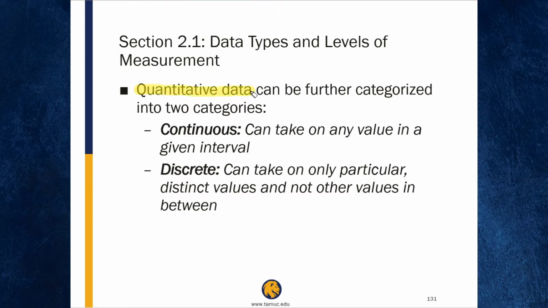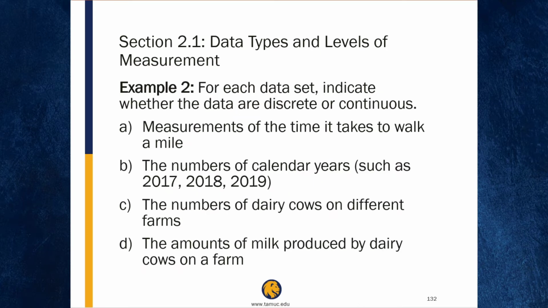So within the quantitative data category, we can further categorize it into two subcategories: continuous versus discrete. Continuous data can take on any value within a given interval, whereas discrete can only take particular distinct values and not any values in between. So here are some examples. For each data set, what we're going to do is indicate whether the data is discrete or continuous.